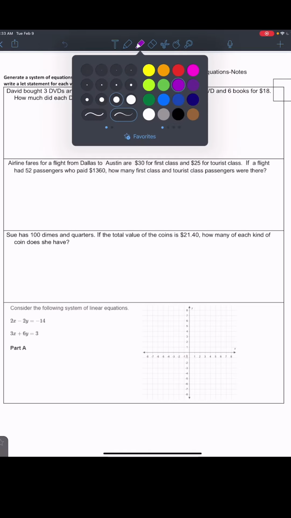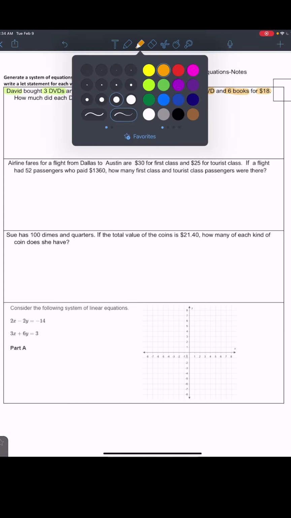So let's read this one. David bought 3 DVDs and 4 books for $40 at a yard sale. Anna bought 1 DVD and 6 books for $18. How much did each DVD and book cost? So right away I'm seeing something. I'm seeing 2 different unknowns, and that should start signaling something to our brain. I see a DVD and a book cost, okay?